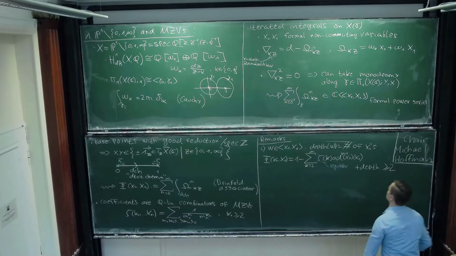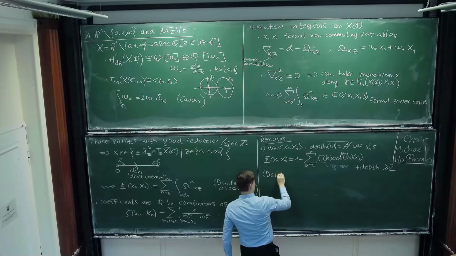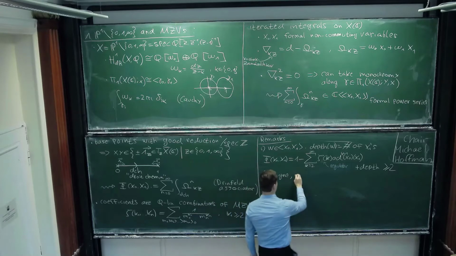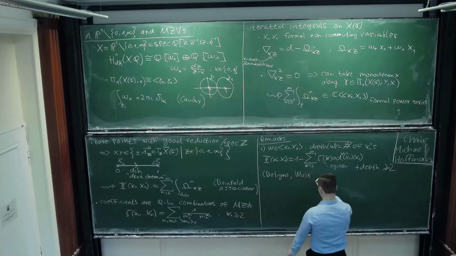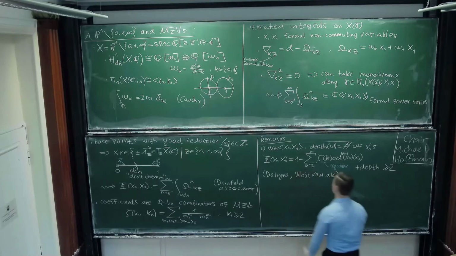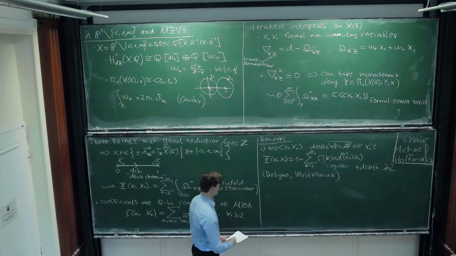And I learned this from the 1986 paper by Deligne on P1 minus 3 points. And in the introduction, he says that it was inspired by some computations made by Wojtkowiak. So I'm going to give the credit to them.